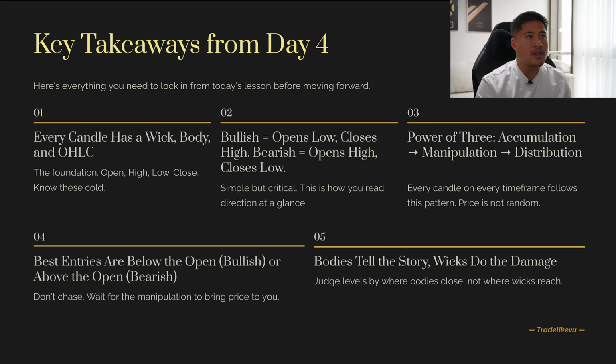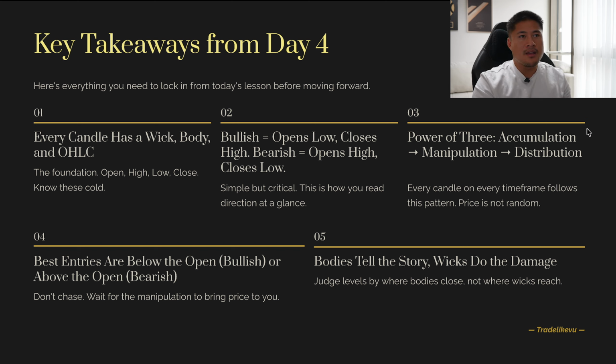Here's everything you need to log in from today's lesson before moving forward, okay? So, lesson number 1 from day 4 is every candle has a wick, a body, and OHLC. What does that mean? Open, high, low, close, all right? Second lesson is a candle can only be bullish or bearish. If it's a bullish candle, it opens low and closes higher. If it's a bearish candle, it opens high and closes lower, okay? Very simple but critical, all right?